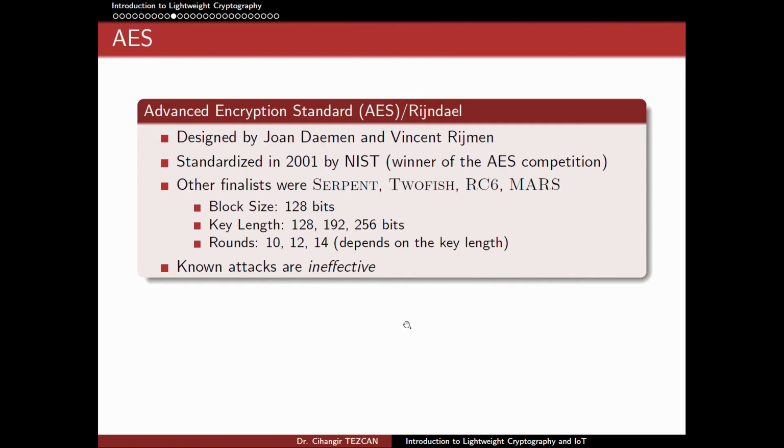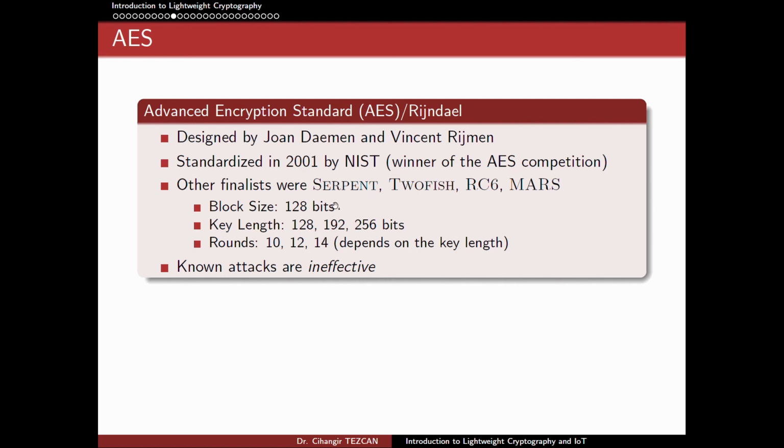This was replaced by AES, which is short for Advanced Encryption Standard. It was designed by Joan Daemen and Vincent Rijmen. It was standardized in 2001 by NIST. It was the winner of the AES competition, so the original algorithm name Rijndael became AES. There were other finalists like Serpent, Twofish, RC6, and MARS.